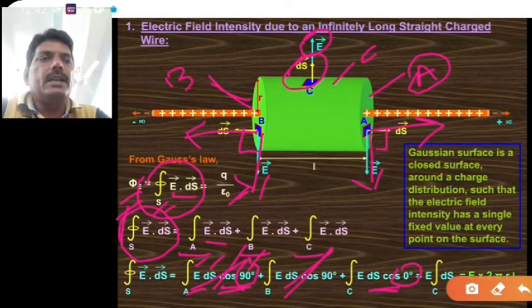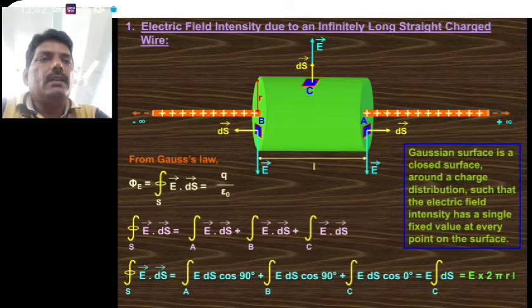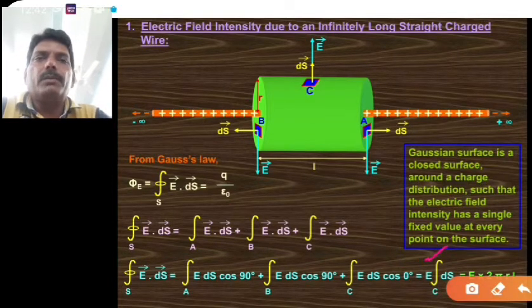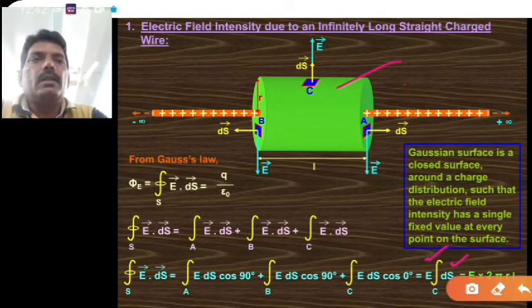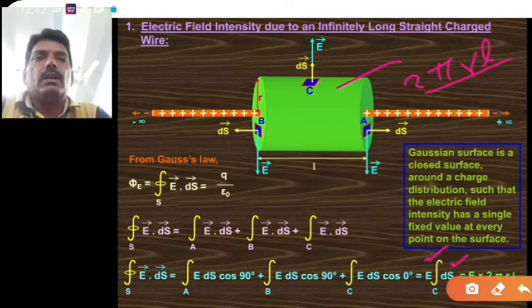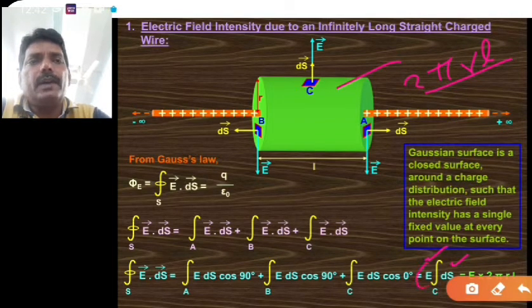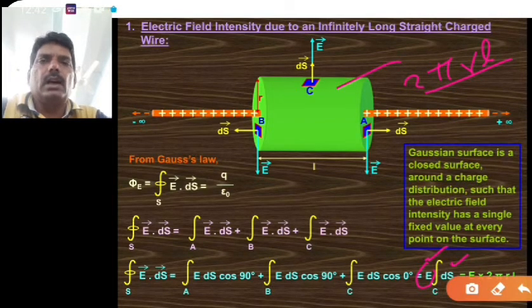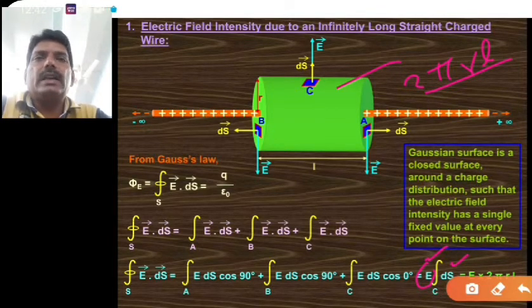So ultimately the electric field intensity E I have taken outside the integral, and the integral of ds over the surface C is the curved surface area of the cylinder, that is 2 pi RL. This is the curved surface area of the cylinder. So here I have taken out the electric field as a constant. Now here is the point you have to keep in mind: the electric field is constant everywhere.